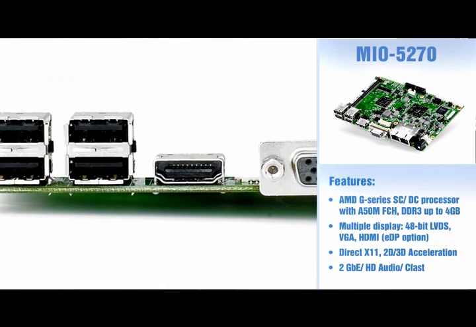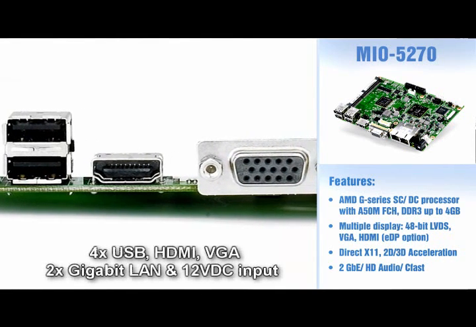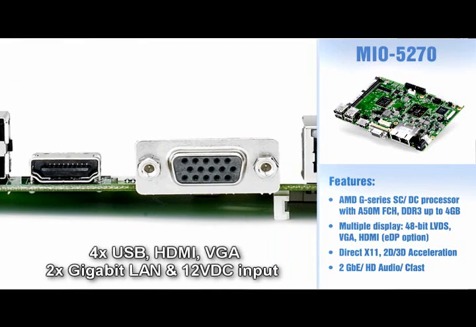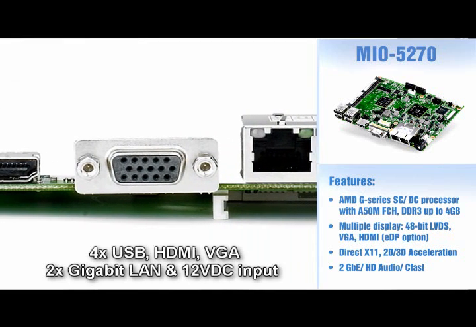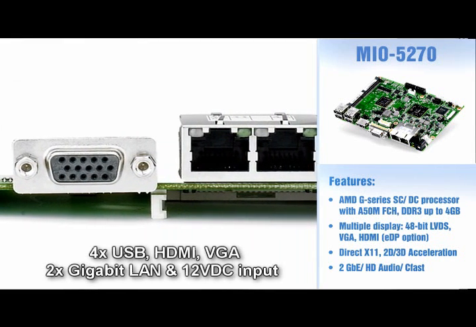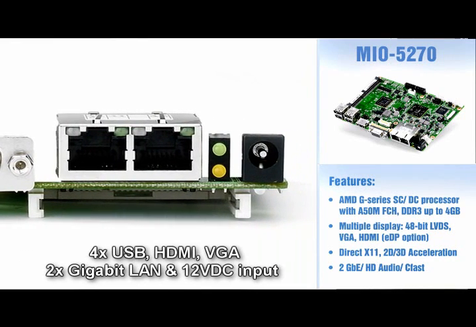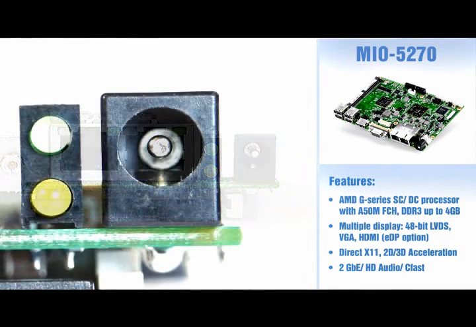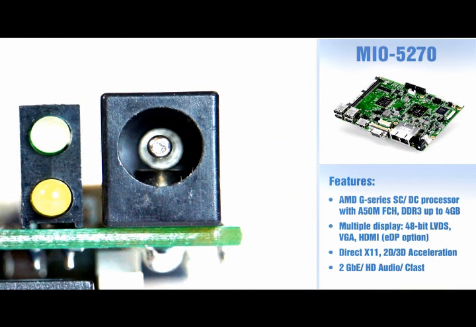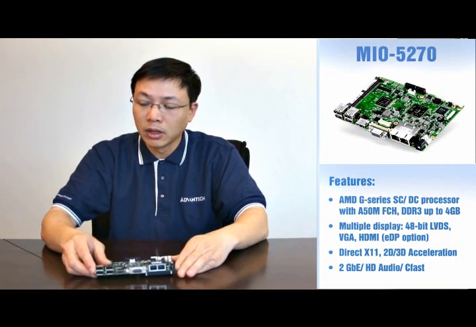The MIO-5270 also comes with a list of the popular I/O connections on the coastline, including the 4 USB, HDMI, VGA, dual Ethernet, and power connector. The power connector type we chose on the MIO is the barrel type power connector, where users can easily find a 12-volt DC power adapter on the market to power up the system that you're designing.